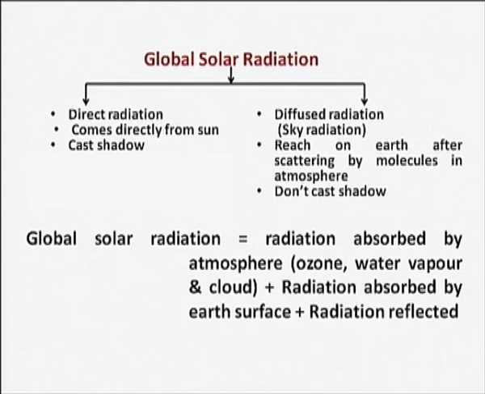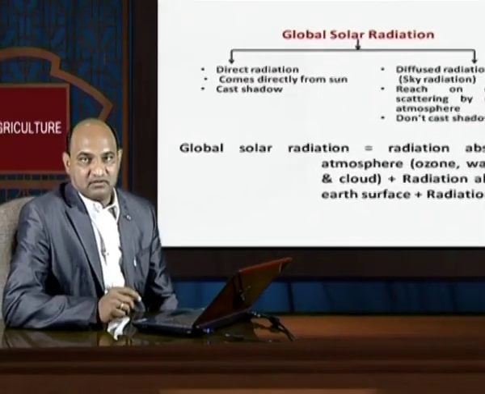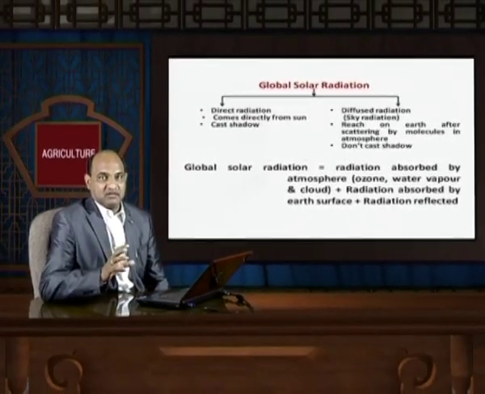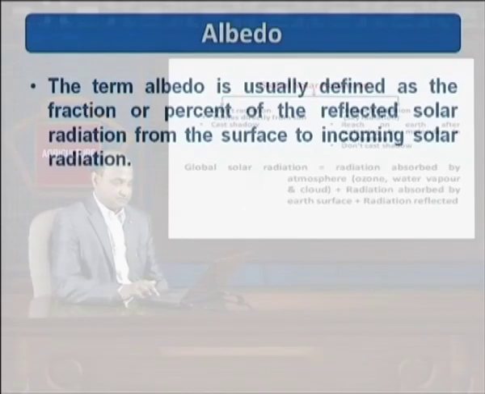So exactly, global solar radiation means the radiation absorbed by the atmosphere, that is ozone, water vapor and cloud, and the radiation absorbed by the Earth's surface plus the radiation reflected. This total is called global solar radiation. To understand solar radiation, this is the total, meaning how much solar radiation is coming. We add up all these three.